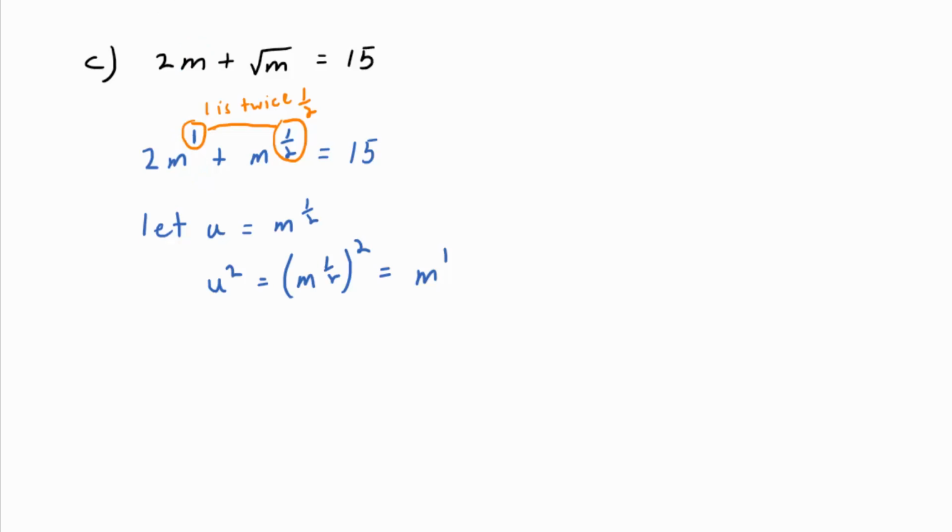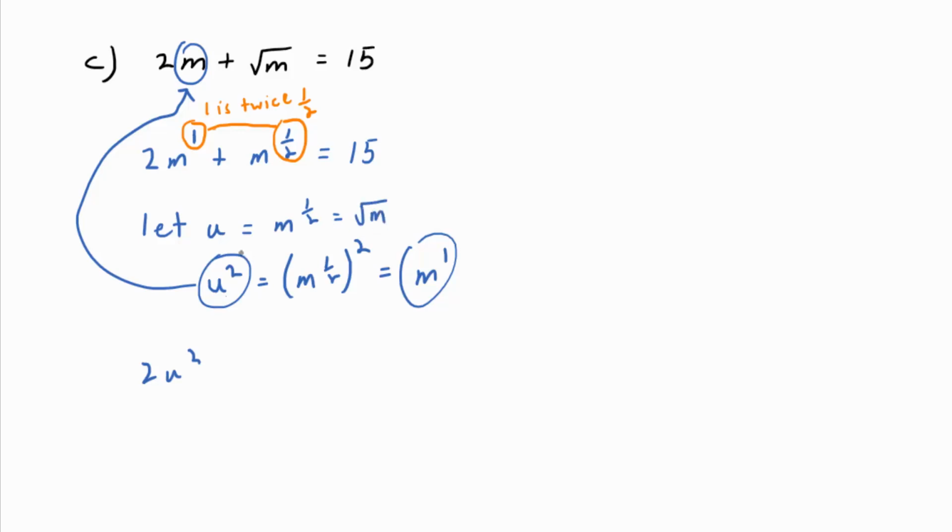In fact, what do you get? 2 times m is the same as 2 times u squared. So 2 times that m is the same. Oh, m is u squared. So that's 2 times u squared, if I make the substitution. And then m to the 1/2 is the square root of m. So in other words, u is equal to the square root of m. Substitute that guy right in there. And you get 2u squared plus u equals 15.